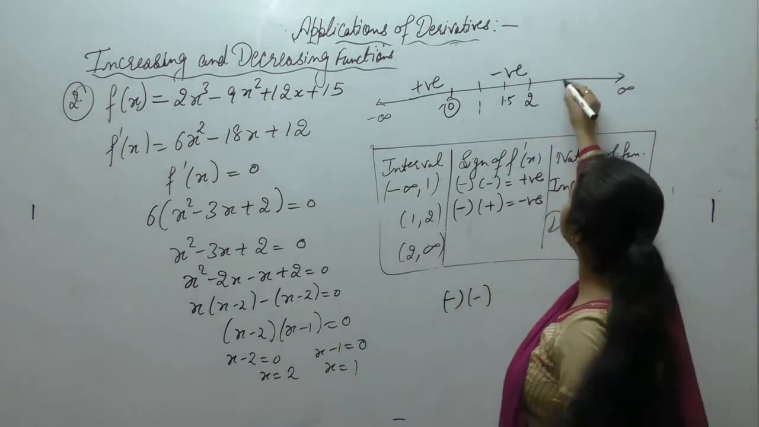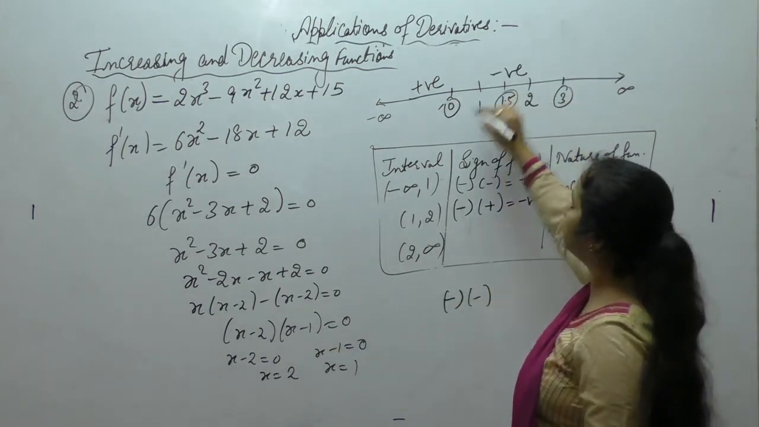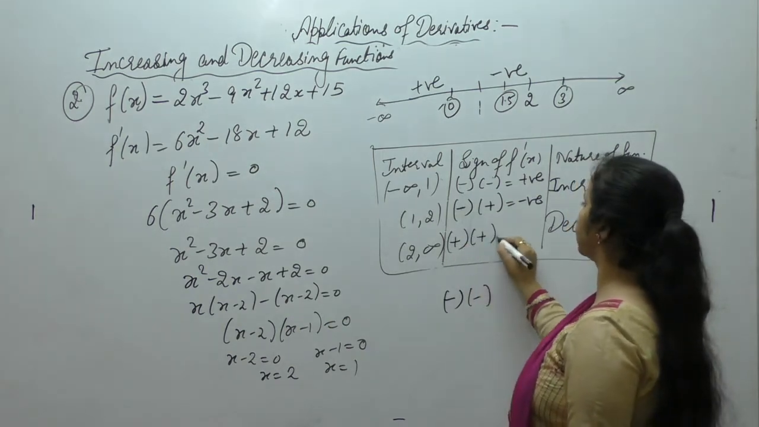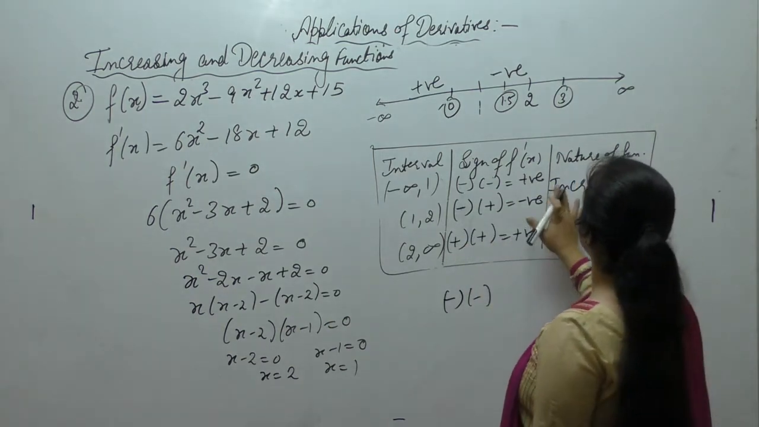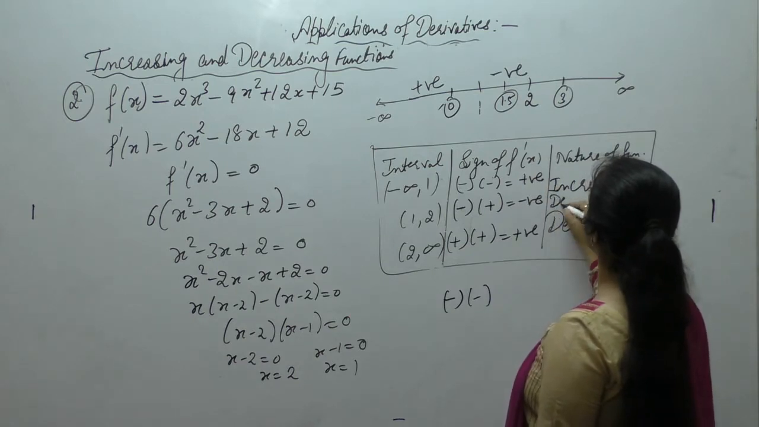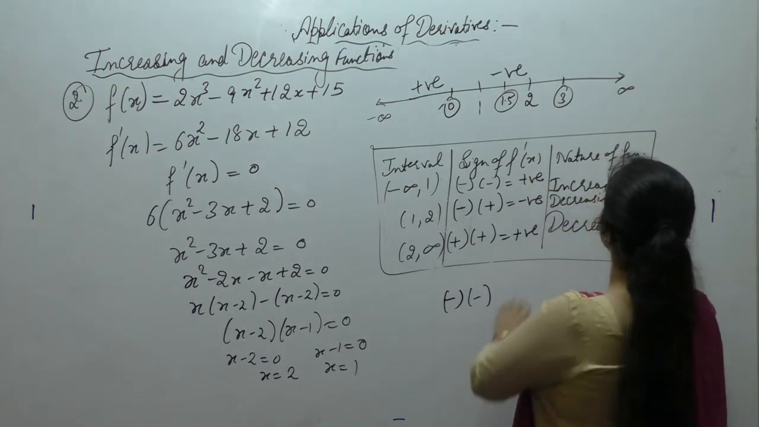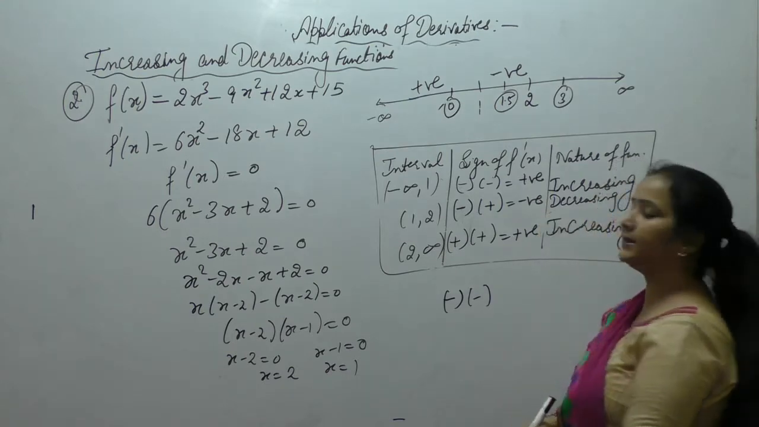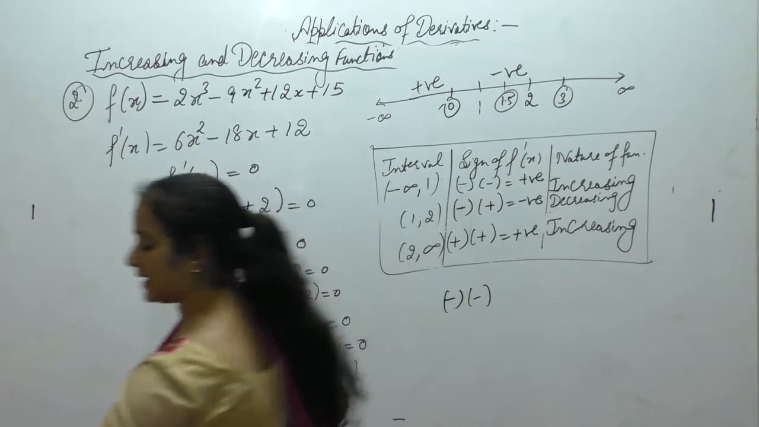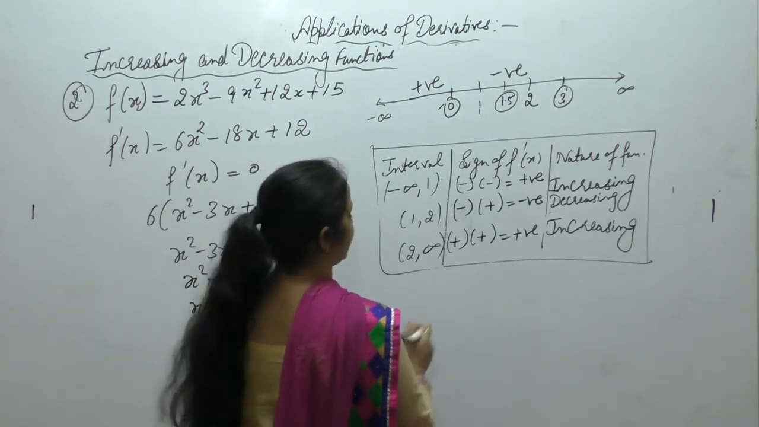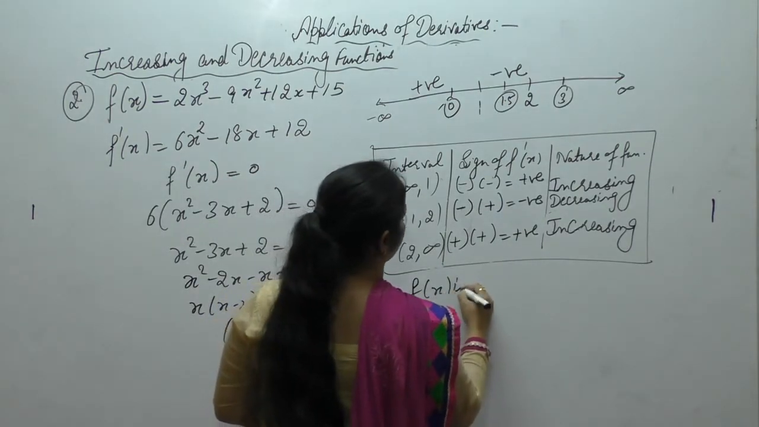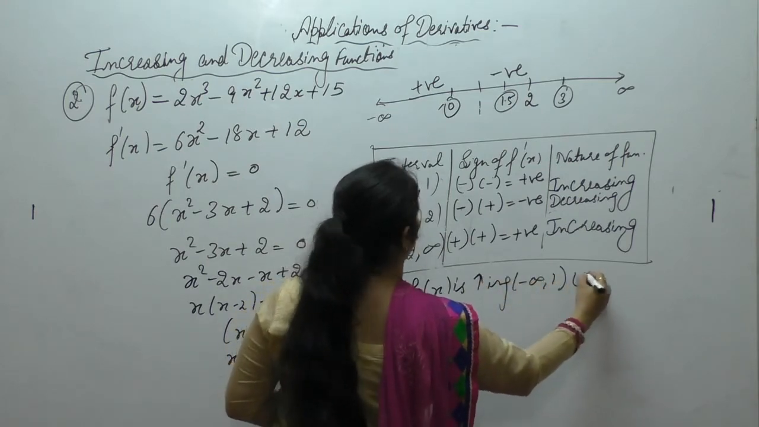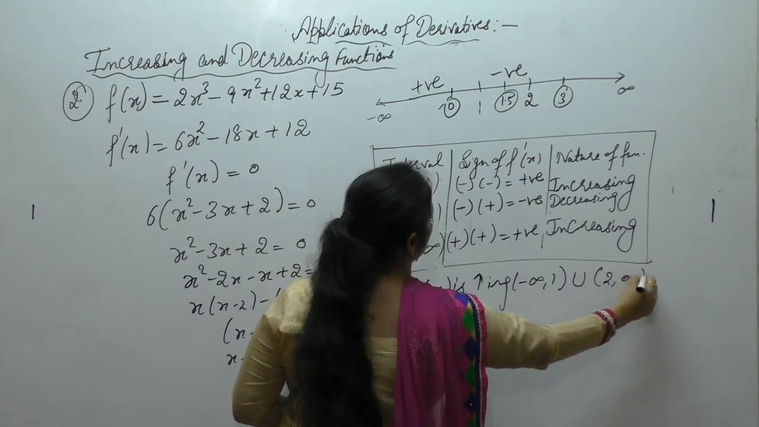Now 2 to infinity, let the number be 3. 3 minus 2, positive. 3 minus 1, positive. So for positive, function is increasing. For negative, the function is decreasing. And again for positive, function is increasing. So what it means? f of x is increasing in minus infinity to 1 union 2 to infinity.